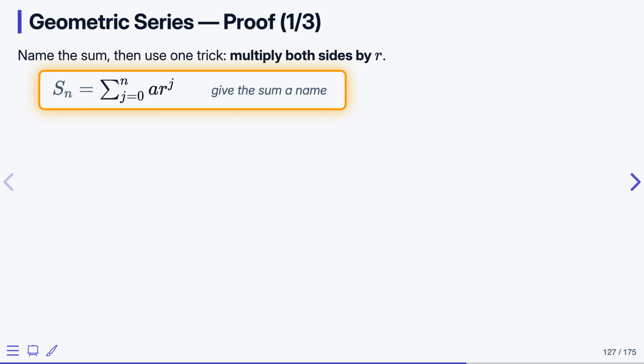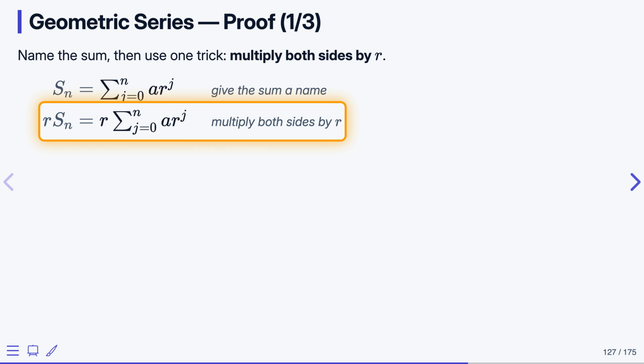Let us prove that closed form formula for the case where r is not 1. Step 1. Give the sum a name. Call it S sub n, the sum from j equals 0 to n of a times r to the j. Step 2. And this is the whole trick.